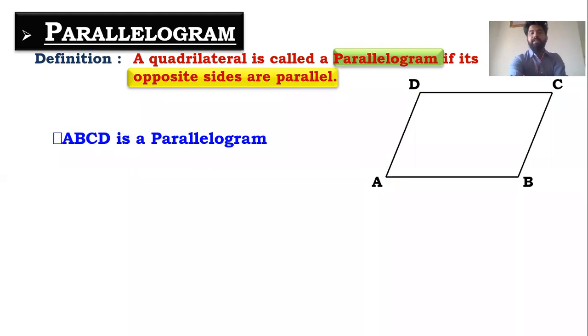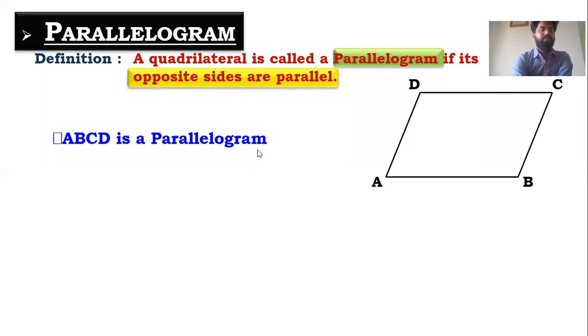So has everyone understood this? Yes, that in a parallelogram, the opposite sides are parallel. Okay, and opposite sides we know, the side which is in front. The side in front of AD is BC, so they are opposite. The side in front of AB is CD, so they are also opposite sides. Has everyone understood this concept? Has everyone understood what opposite sides are? Perfect.